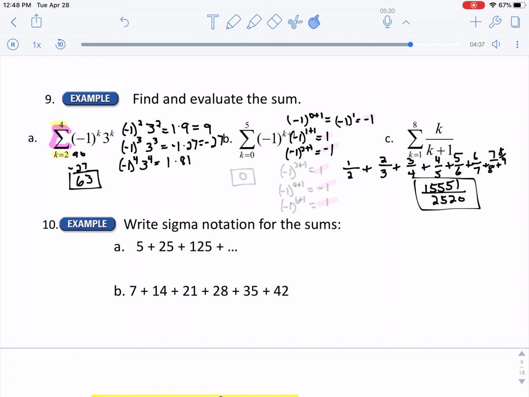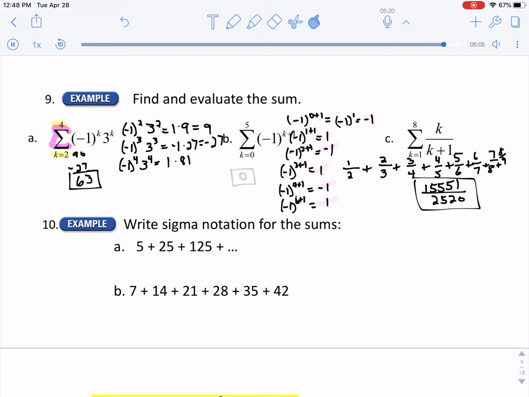And then for k equals 3, we get a negative 1 to the 3 plus 1 power, which is negative 1 to the 4th power, which is positive 1. And for 4, we get a negative 1 to the 4 plus 1 power, which will be a negative 1 to the 5th power, which is negative 1. And for k equals 5, we get negative 1 to the 5 plus 1 power, which is negative 1 to the 6th power, which is positive 1.